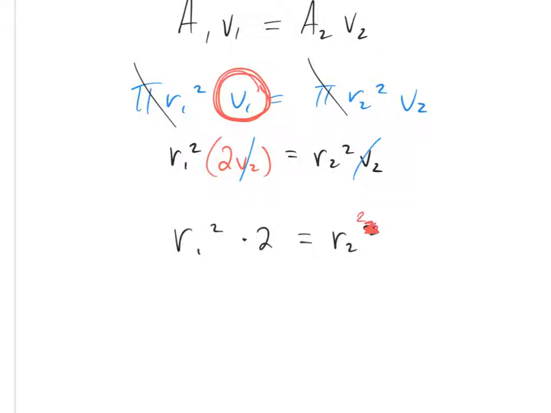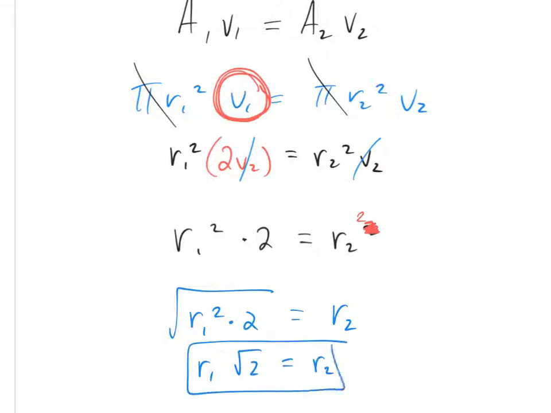How do I get rid of a square? Take your time. How do you get rid of the square? You take a square root. Very good. So take the square root of the left-hand side. Now, it looks a little bit funky, but r1 squared under a square root is just r1. And the square root of 2 is just the square root of 2.